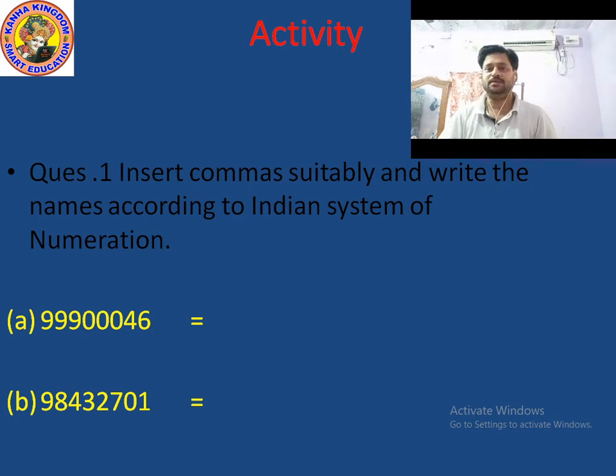Okay, two numbers. The first number is 999000046. Once again I repeat the number, 999000046. First you insert the comma. I already explained how to insert the comma, and after inserting it properly you can read it properly. How you can read this number after inserting the comma.